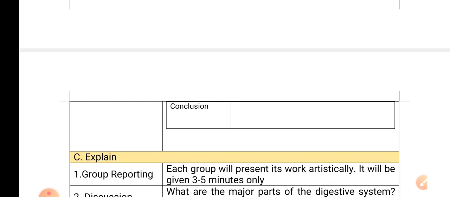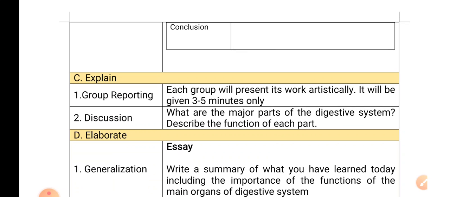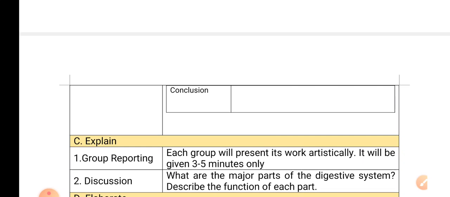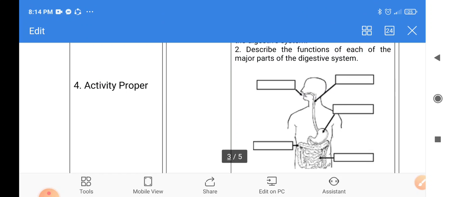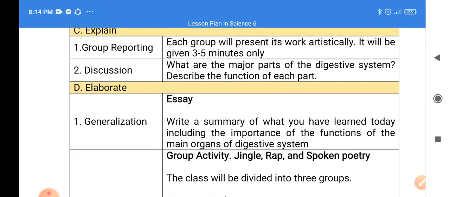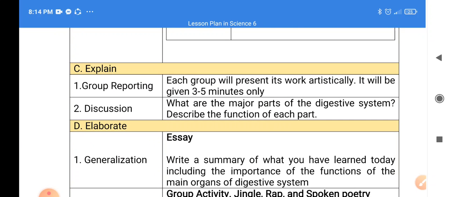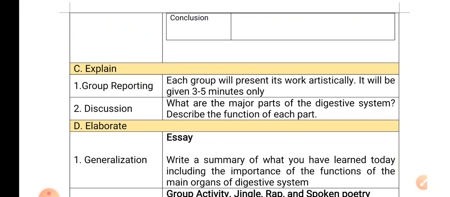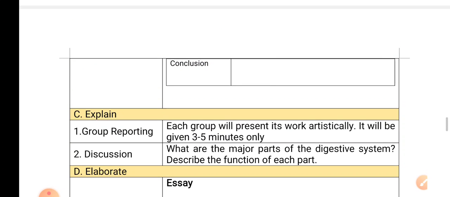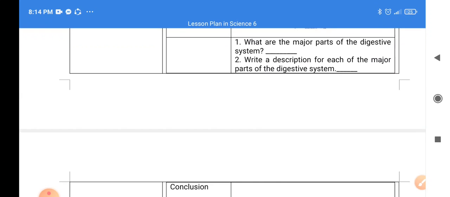Okay. And now explain. As I mentioned earlier, what they did here in the activity proper will be explained here in letter C. So it is via group reporting. And of course, we also have a discussion wherein they will discuss each part as well as answer the following question.